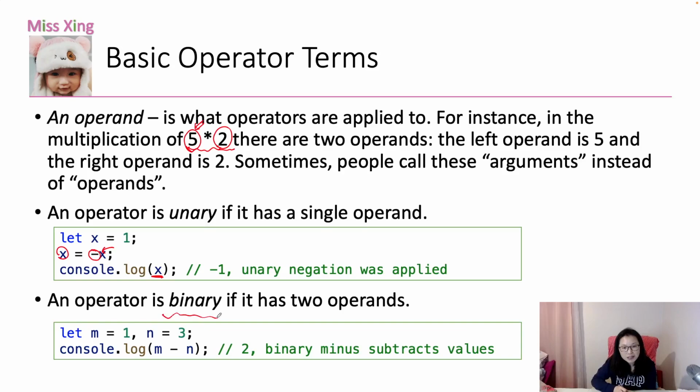And binary is 2. An operator is binary if it has 2 operands. Take a look here: m is equal to 1, n equals 3, and we're using m minus n. This minus is a binary operator because we have 2 operands. On the left side it has an operand called m, and on the right side another operand called n. So in this case, minus is a binary operator.